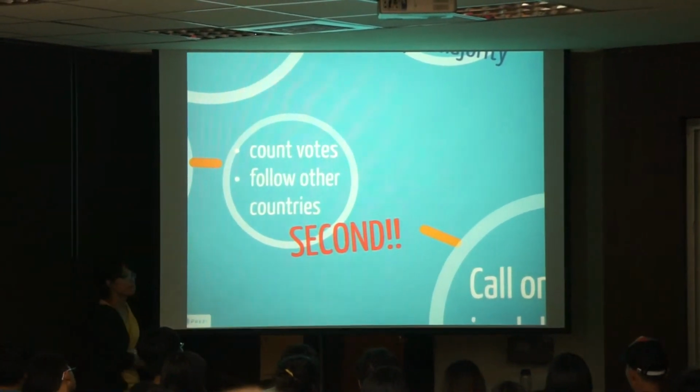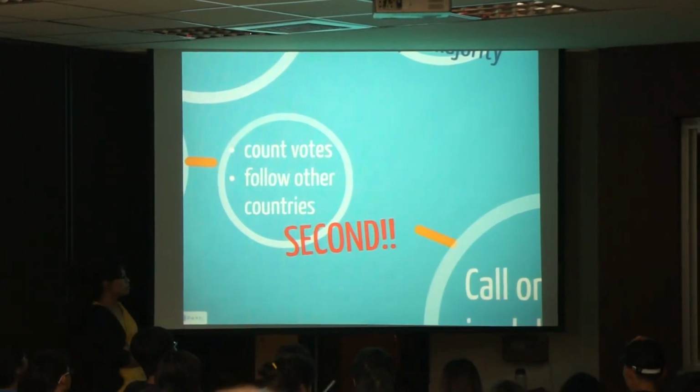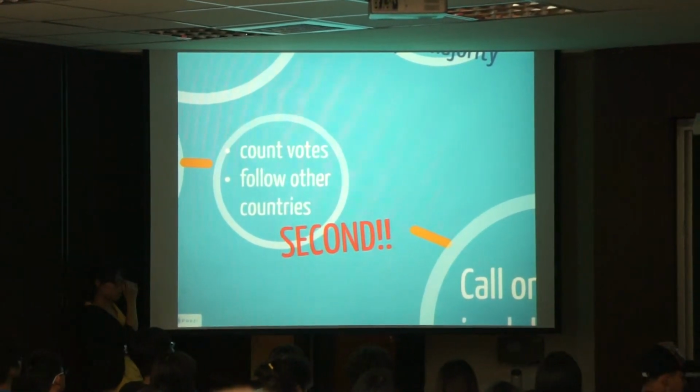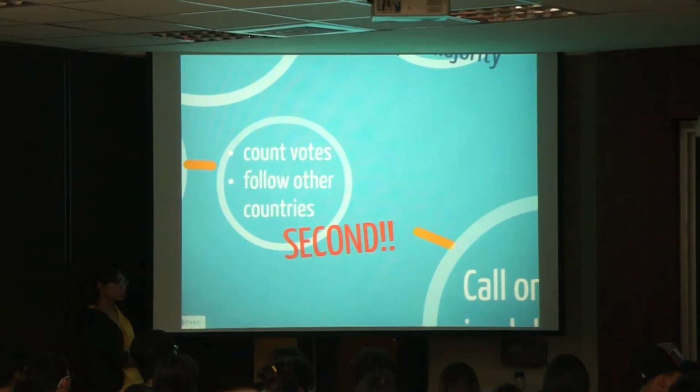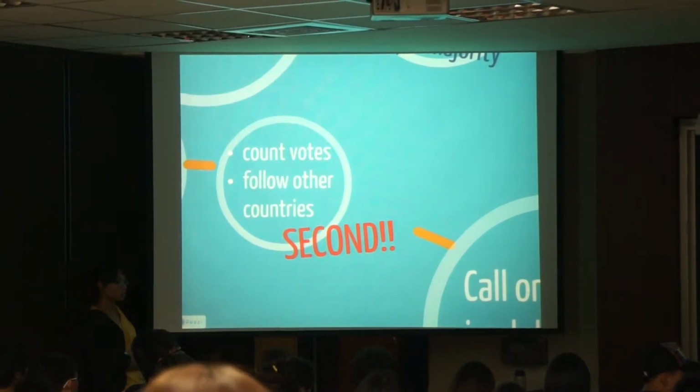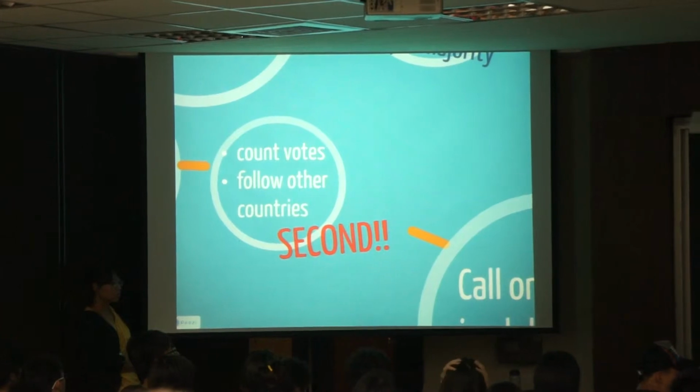So the purpose of roll call vote is to follow other countries. For example, if one little African country wants to follow America because America gives them money every year.